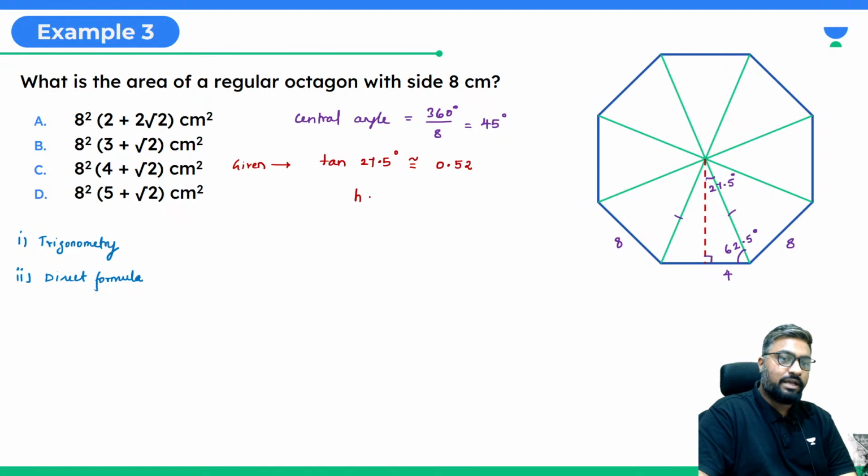So height will become equal to what? Tan 27.5 will be 4 by height. Yes, so this will become 4. This is equal to 4 by the height h. So height क्या हो जाएगा? 4 by 0.52. आ रहा है समझ में? Which is approximately equal to 8, है ना?